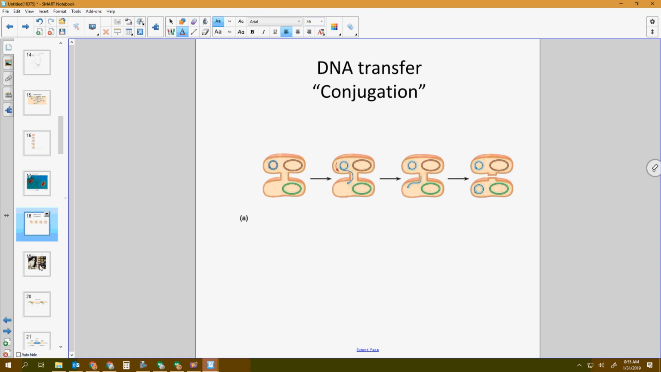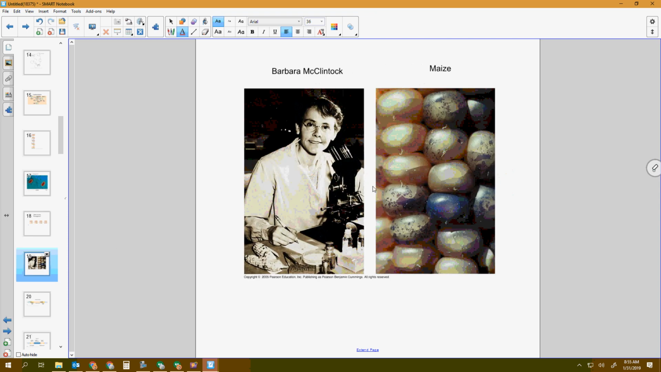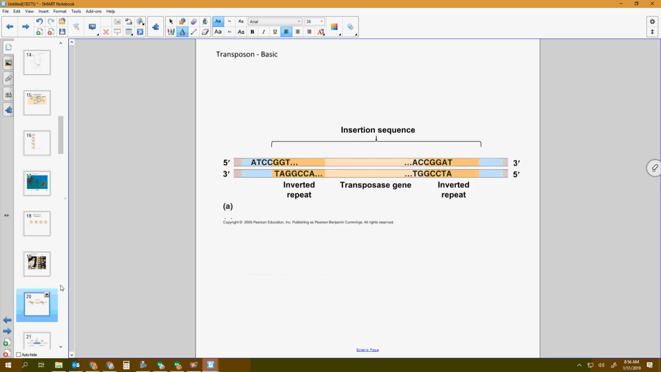Another way that bacteria oftentimes have some variation is something called transposons. This lady, Barbara McClintock, in the 1940s discovered this mechanism. It's a way that gene expression can be controlled in prokaryotes. Also now it has been discovered in eukaryotes as well. And a transposon is something that she called a jumping gene. And a jumping gene literally is what it sounds like. It jumps around.